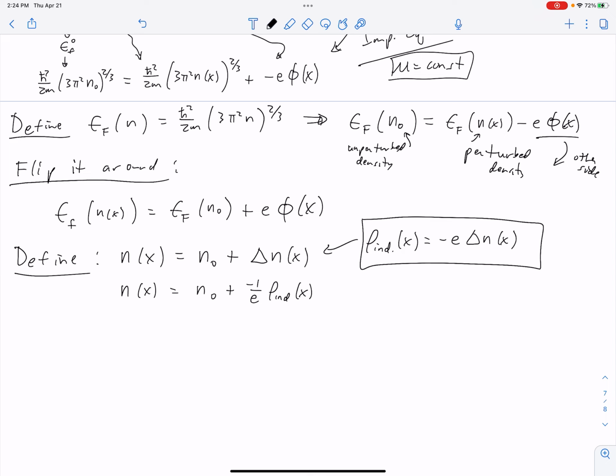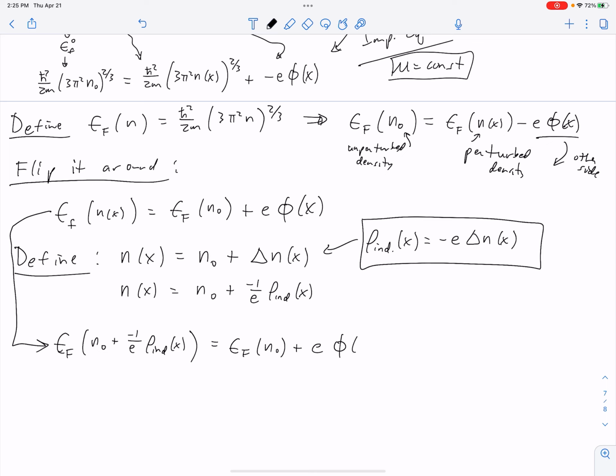And so now I know, so then I can say from this equation that E_F of n naught plus negative 1 over e rho induced of x is equal to E_F of the equilibrium density plus e times phi of x.